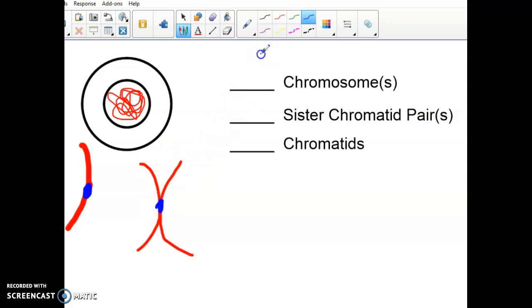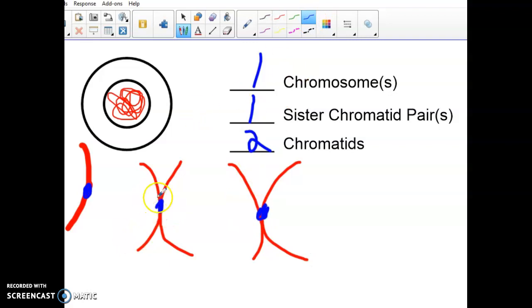Right now, I have one chromosome, but since each half of the X is an exact copy of that original chromosome, I have two chromatids. But as long as two chromatids are attached together, I'm going to call them a sister chromatid pair. So every X means I have one sister chromatid pair. If I just did it one more time, let me draw another X real fast for you. Let me add my centromere.